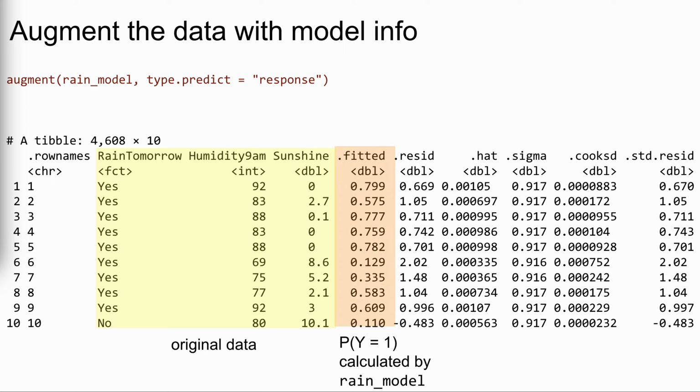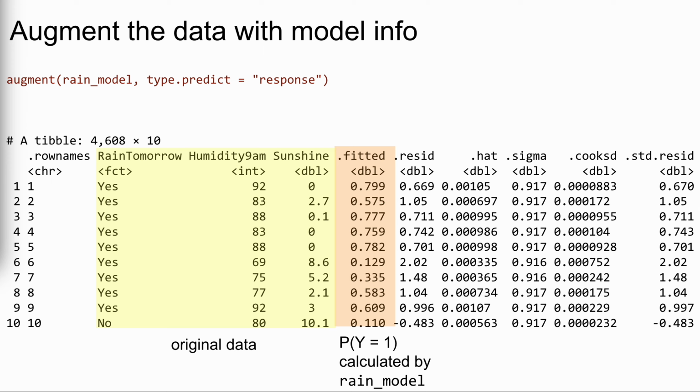Further, the fitted column includes the probability of rain tomorrow as calculated by our model for each data point. For example, the first day in our dataset had a humidity of 92% with 0 hours of sunshine. Based on these two observations, our logistic regression model returned a 79.9% chance of rain, and it did in fact end up raining.